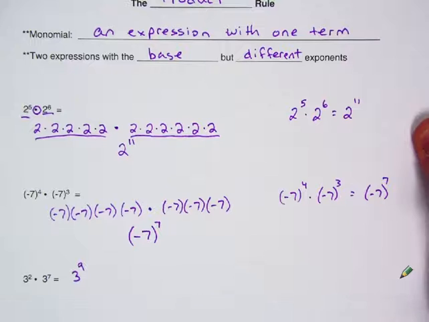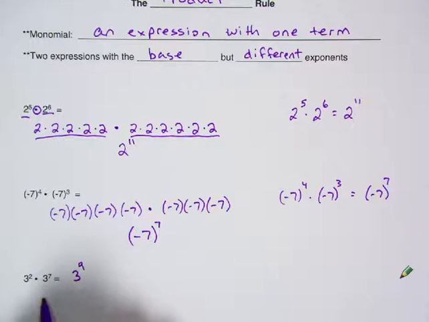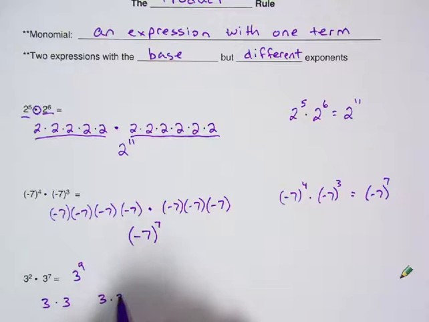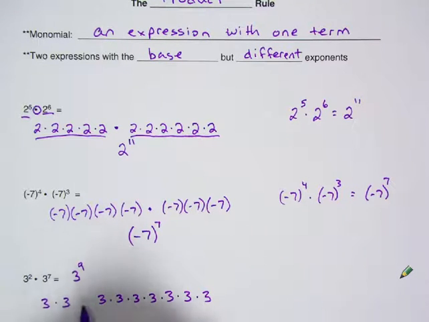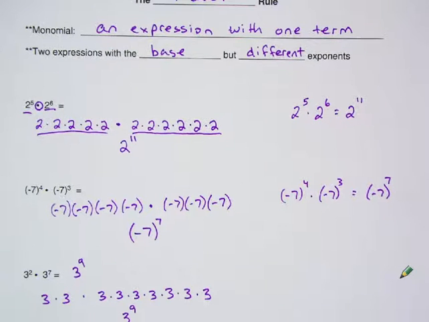So if we look, 3 to the 2nd is 3 times 3. 3 to the 7th is 3 times 3 times 3 times 3 times 3 times 3 times 3. I had the multiplication sign in the middle. I see all 3's being multiplied. It looks like I have 9 of them, so it's going to be 3 to the 9th power. So what's the quicker way to do this? How can we say what we're doing here?